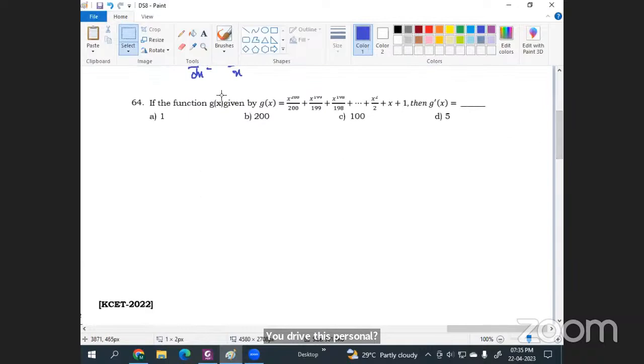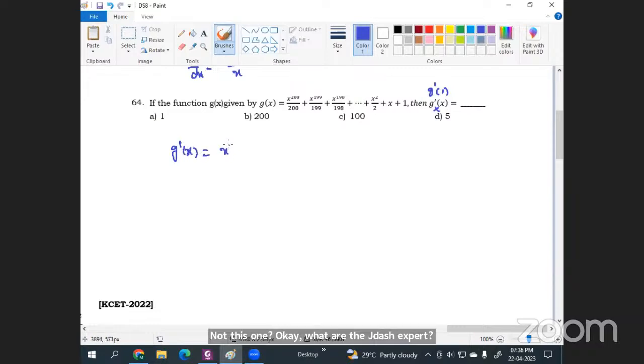Who can try this question? This is not g dash of x. I think it is g dash of 1. Not this one. Okay. What is the g dash of x for?